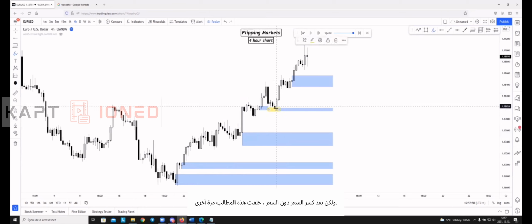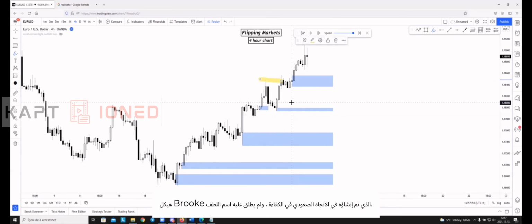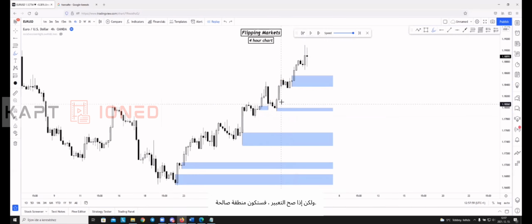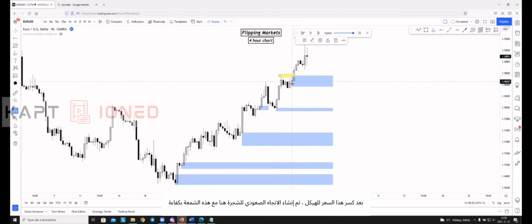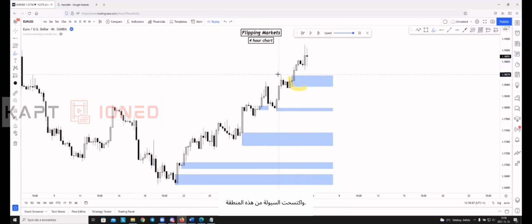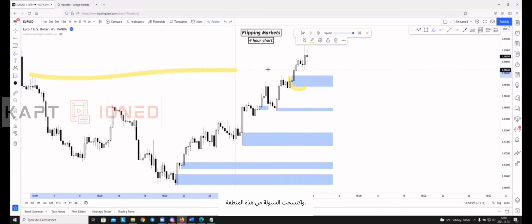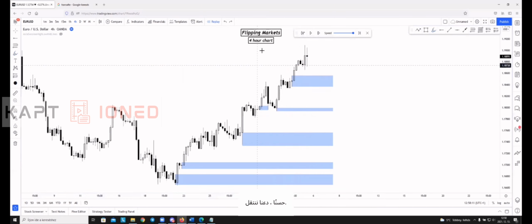But after the break below, price created this demand zone again, broke structure to the upside, created inefficiency, and it didn't collect any liquidity, but it will be a valid zone. After this, price broke structure to the upside here with this candle, created inefficiency, and swept liquidity from this region. Okay, let's move on.